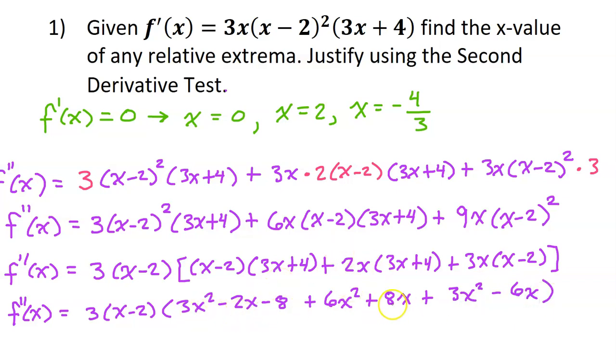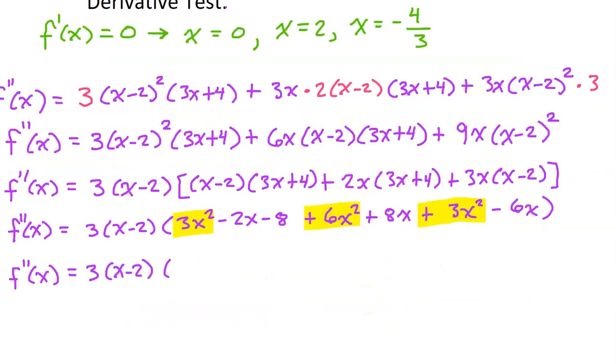I'm now looking for like terms to combine. If we combine these three terms that involve x squared, we get 12x squared. These x terms actually cancel each other out completely. Negative 2x plus 8x is positive 6x, and then 6x minus 6x is 0. So those are gone, and we are just left with the minus 8.